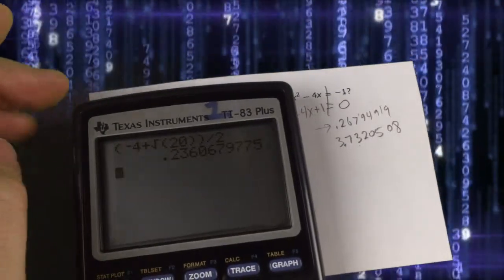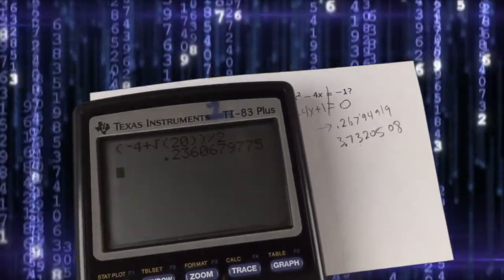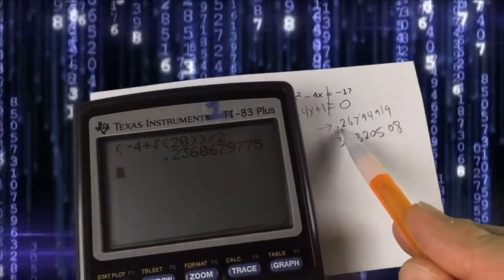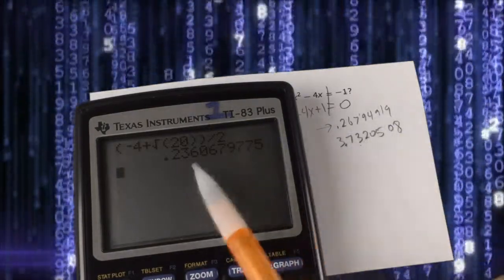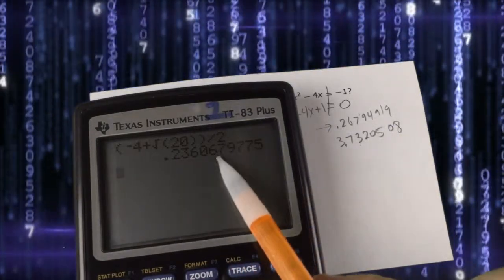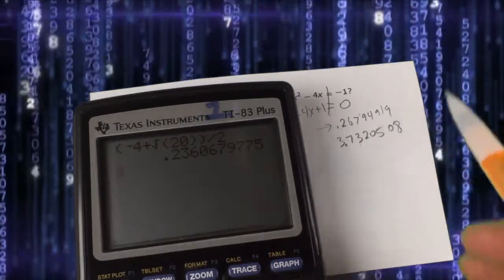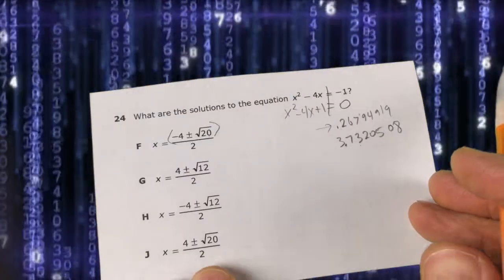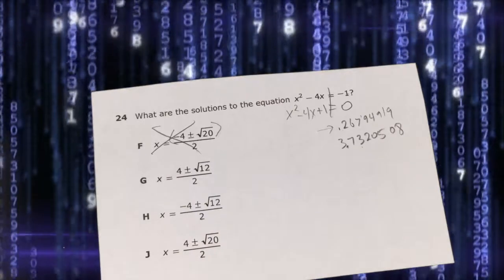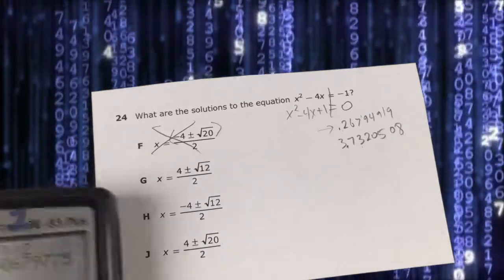0.23606. Okay, now I wrote down my crazy numbers and I got 0.267 something. It does not match exactly. It has to match exactly. Since it doesn't, we can already narrow out this choice. It's not correct. Okay, let's try the next one.